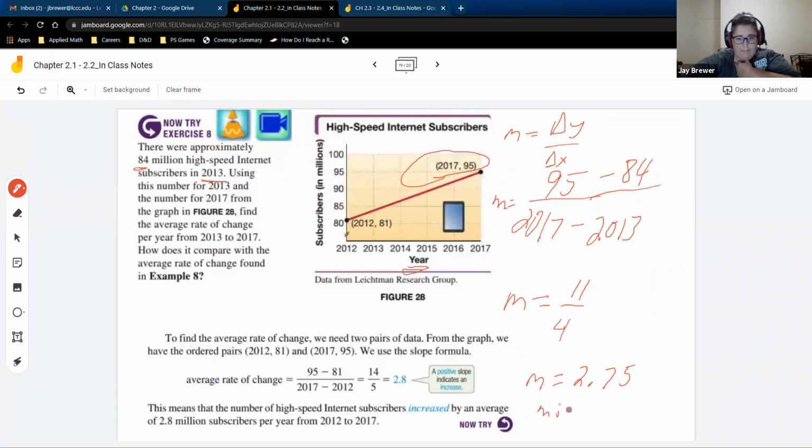million subscribers per year. Okay, so on your test, if you have the application problem, you have to write that kind of stuff. You can't just do 2.75. You have to do 2.75 what? 2.75 million subscribers per year.